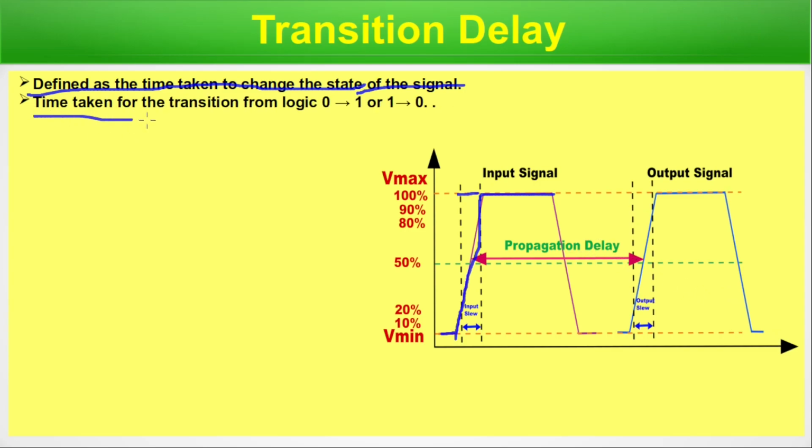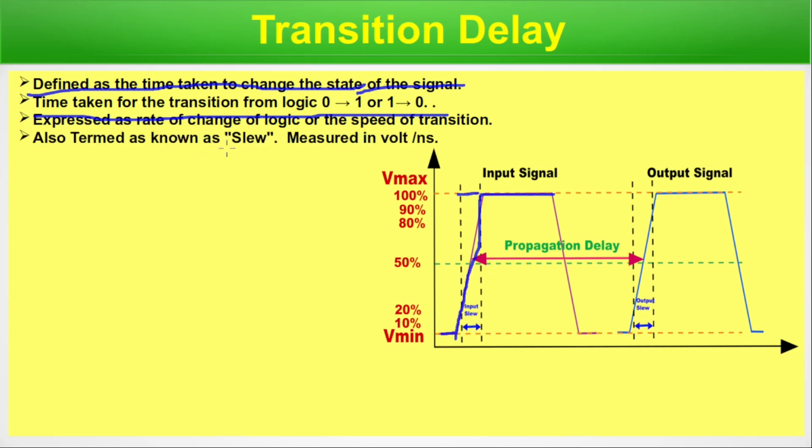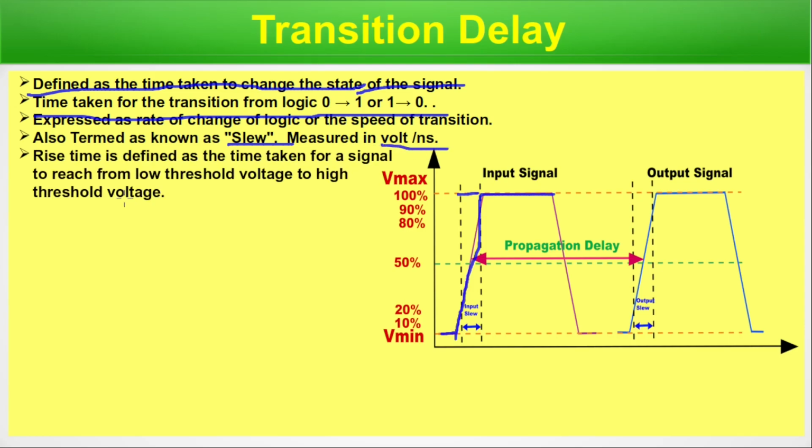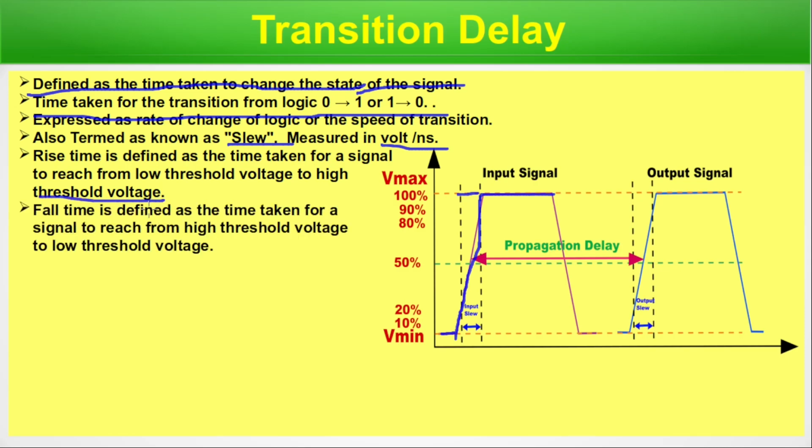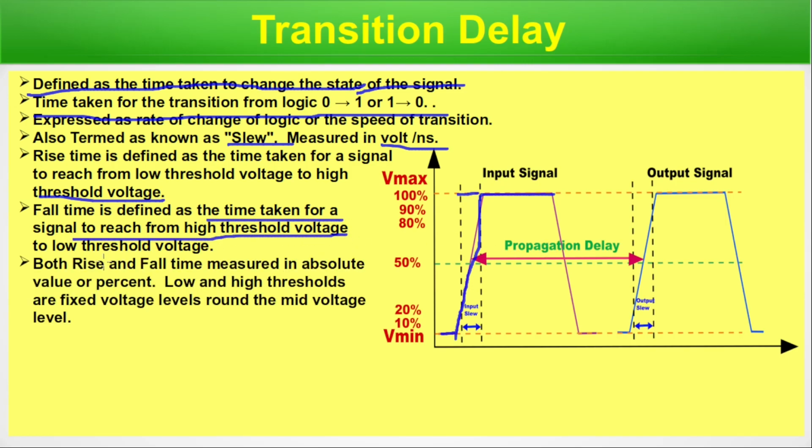Time taken for transition from logic 0 to 1 or 1 to 0, expressed as rate of change of logic or the speed of transition, how fast it's changing its logic state. Also termed as Skew and measured in volt per nanosecond. Rise time is defined as the time taken for signal to reach from low threshold voltage to high threshold voltage. Fall time is defined as the time taken for a signal to reach from high threshold voltage to low threshold voltage. And both rise and fall time are measured in absolute value or percent.